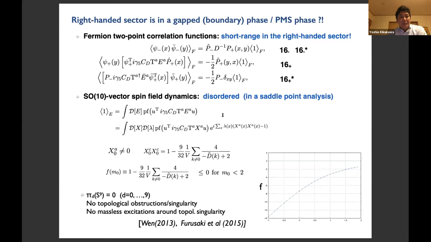As to the auxiliary vector spin field, the path integration with this Pfaffian inserted defines a kind of vector spin model. So I applied a well-known saddle point analysis for the vector spin model. We can check whether the symmetry breaks or not. And if we assume this zero mode of the spin term, since we are working with the vector spin field with norm unity, to apply this saddle point analysis we can impose this constraint by this auxiliary lambda field as usual.